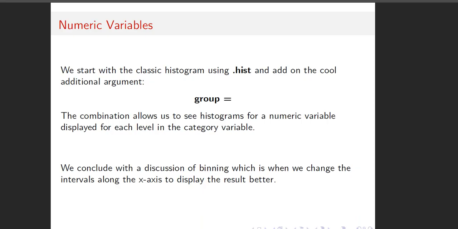Okay, so now we're going to talk about a classic visualization, the histogram. And Python has a really nice feature where we can do group equals, and we can produce two histograms overlaid on top of each other for different groups. Say, for example, biological sex, males versus females, could be our grouping, or freshmen, sophomores, juniors, seniors, depending on what the grouping variable is.